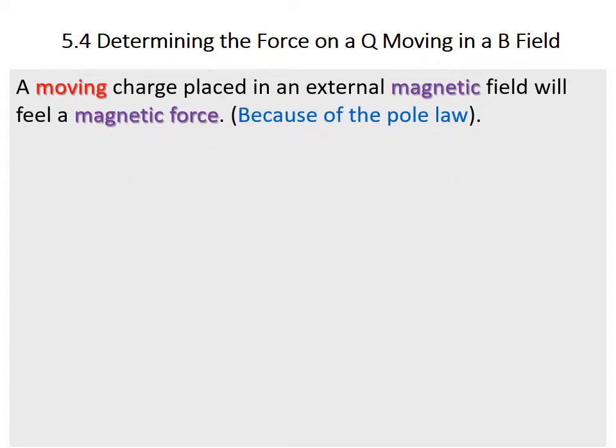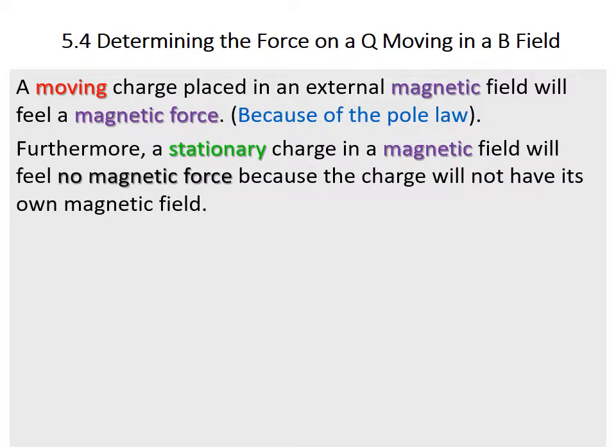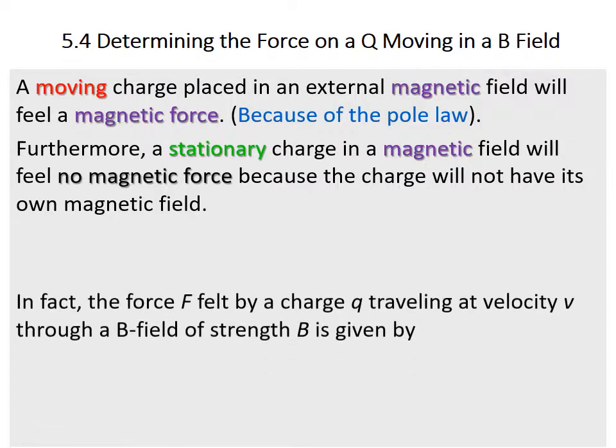So, a moving charge placed in an external magnetic field will feel a magnetic force. So really quick, remind yourself, what type of fields do charges create? A stationary charge, that means a charge that's not moving in a magnetic field, feels no magnetic force. The charge doesn't make its own magnetic field, it makes an electric field. So if the proton or the electron is stationary, there is no magnetic force. It's only when these charges start moving do they experience a magnetic force. And that's a really interesting phenomenon.